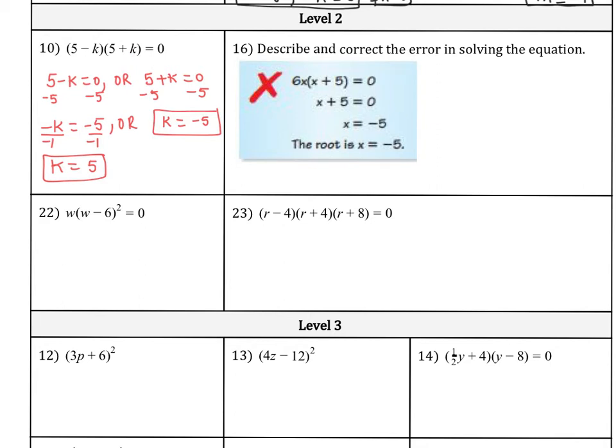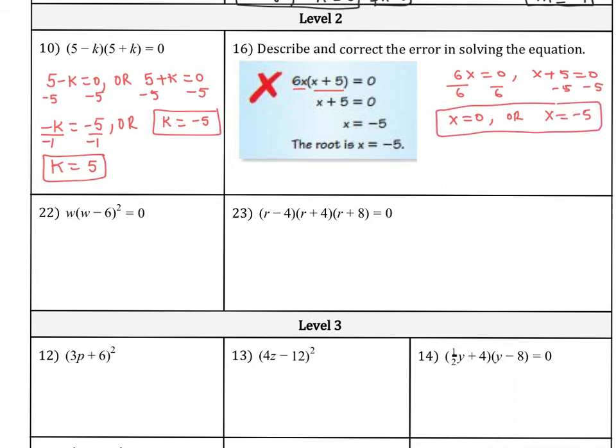For number 16, we are going to describe and correct the error in solving the equation. For this one, what's wrong with the solution? We have two factors, 6x and x plus 5. So we should put them equal to 0 one by one, and then solve for x. So we should get x equals 0, or we should get x equals negative 5. So either x should be 0 or x equals negative 5 in order to get this product equal to 0.